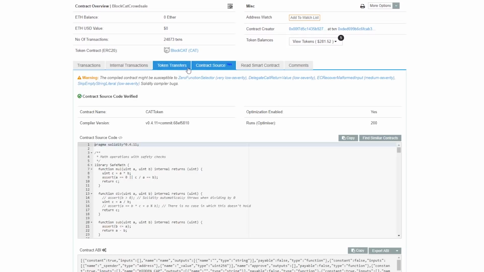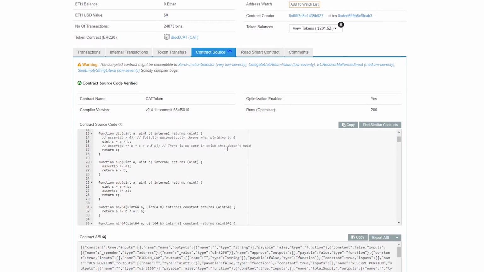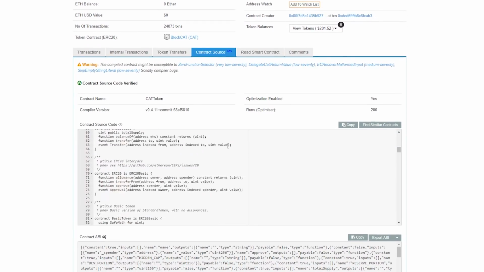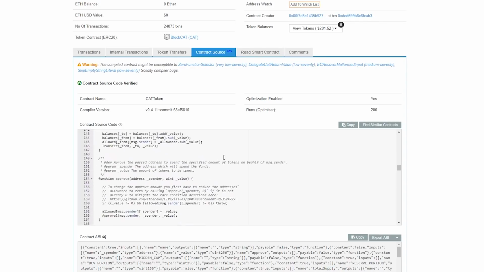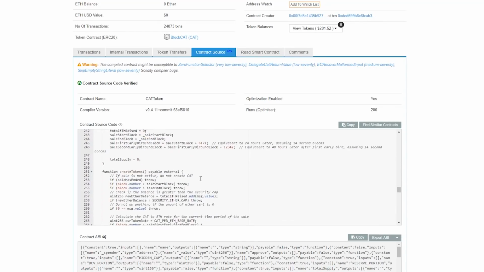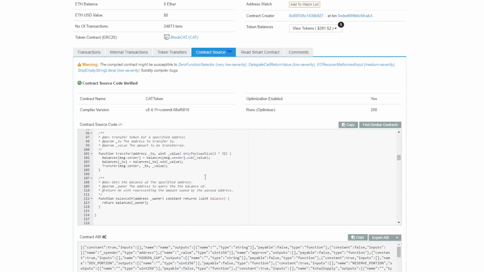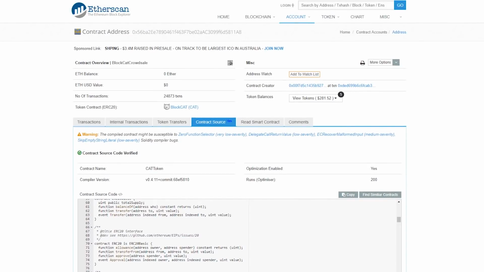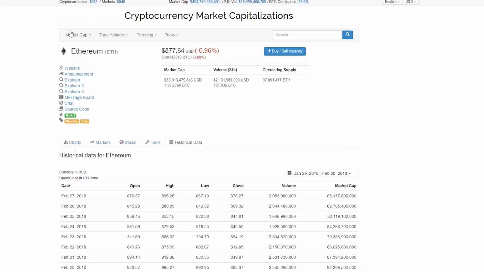You can actually look at the contract source here. So here's the actual source code. This would be in Solidity. So you can actually go very, very deep into your research depending on how far you want to go. So that's about it. Let's jump back to the markets and move on to having a look at some other tools available to us.